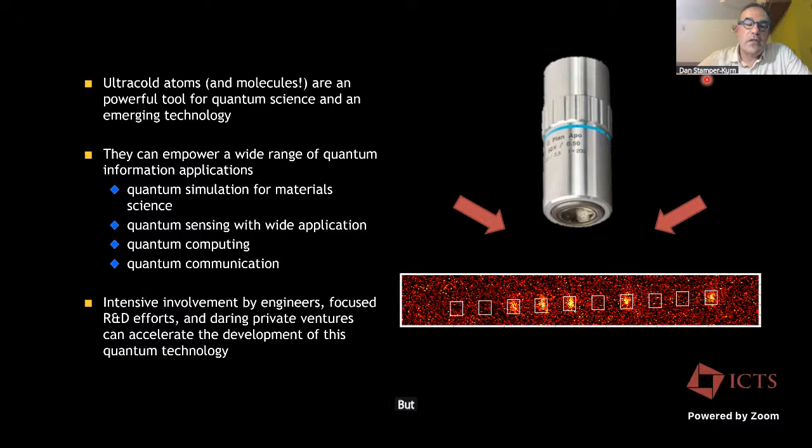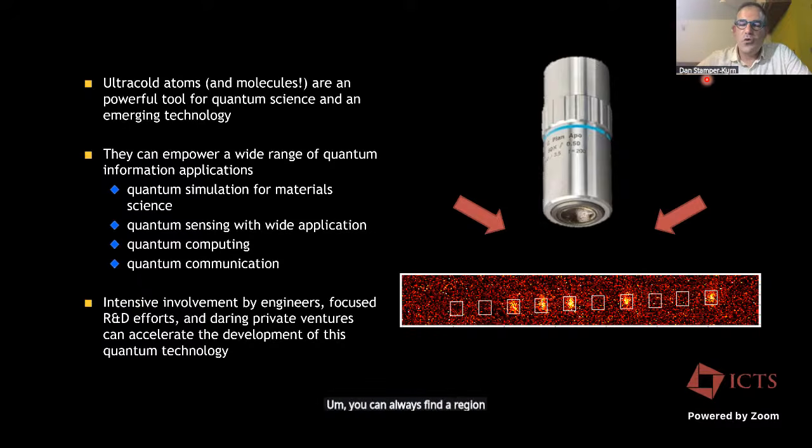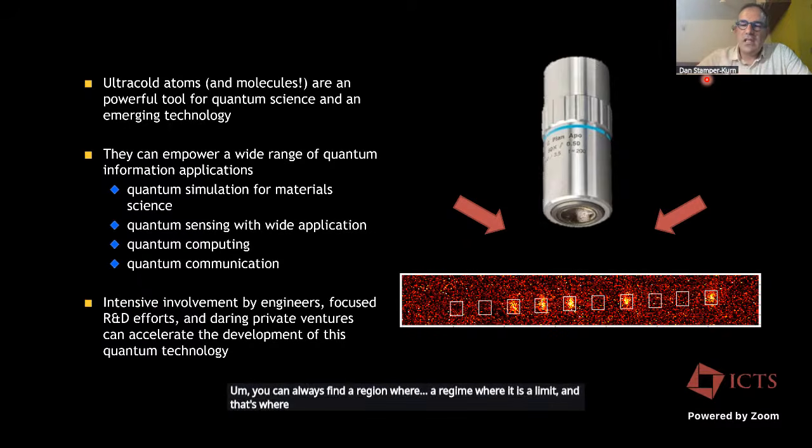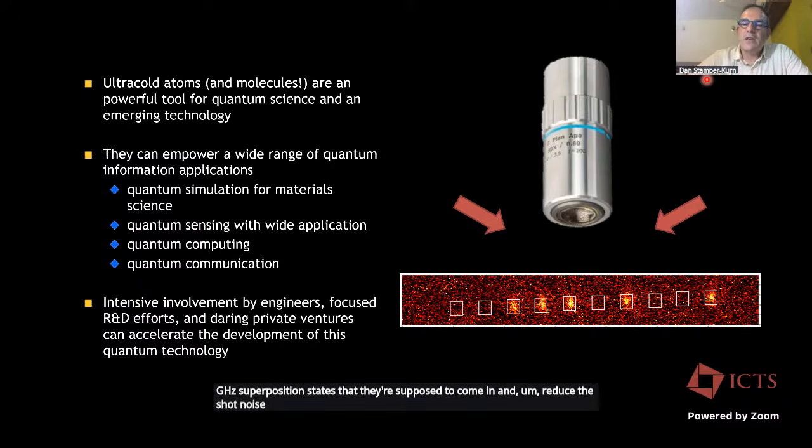But yeah, people are thinking about the fact that the atomic shot noise limit will be a limit. You can always find a regime where it is a limit, and that's where things like squeezed states or these GHZ superposition states, that's where they're supposed to come in and reduce the shot noise in your measurement.